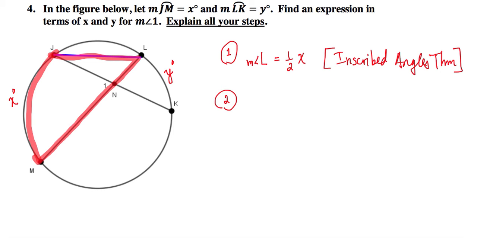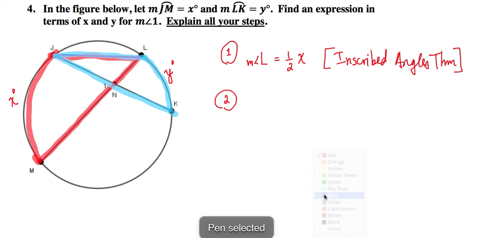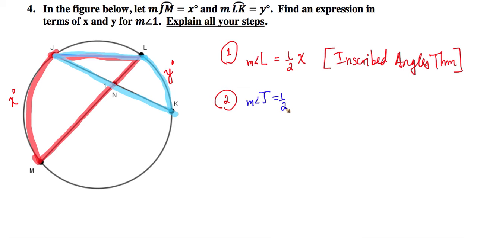Step 2. Now, hopefully what we can see here is that by drawing this line from J to L, we not only have one inscribed angle, we are able to produce a second inscribed angle here. Angle LJK, or angle J up here, intercepts this arc. So we can say that the measure of angle J is equal to 1/2 of y. And really, for the exact same reason, that is also an inscribed angle.